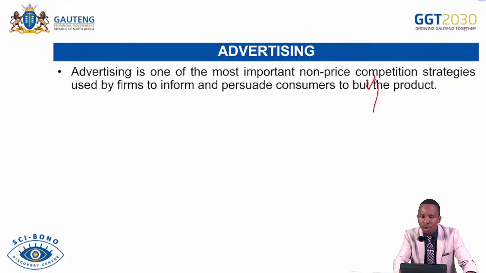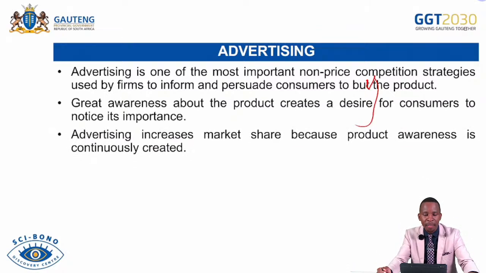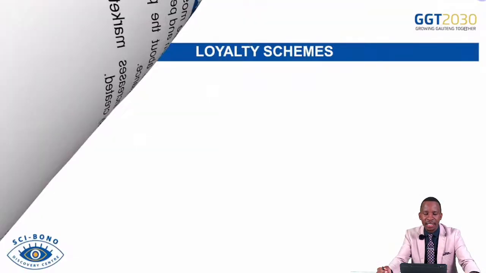to buy the product. So for consumers to buy the product, they will have to be manipulated or persuaded through advertising. Great awareness about the product creates a desire for consumers to demand or to buy or to notice the product. If they are well informed and reminded about the product, they find themselves having the desire to own that particular product, so they end up buying. Advertising increases market share because product awareness is continuously created. Consumers tend to be very much aware of the product and its importance. They end up buying because it creates a desire.